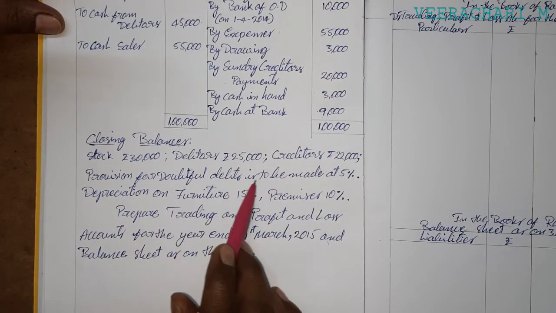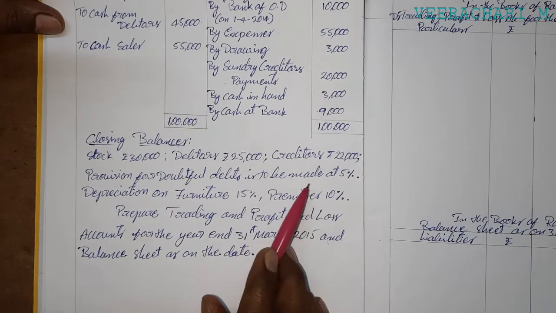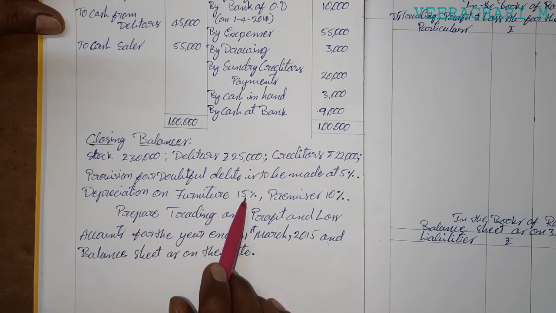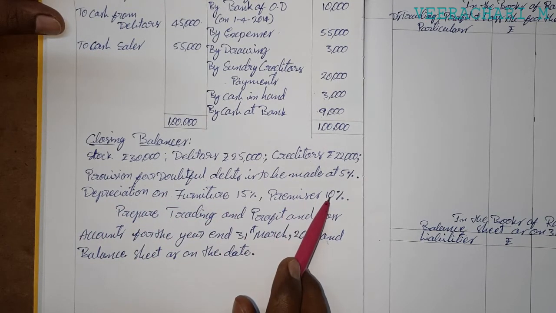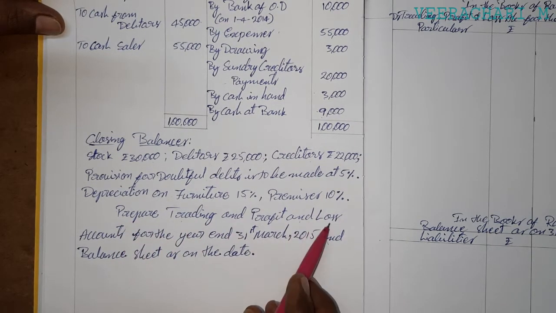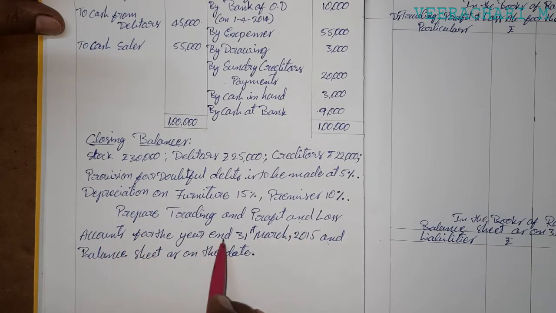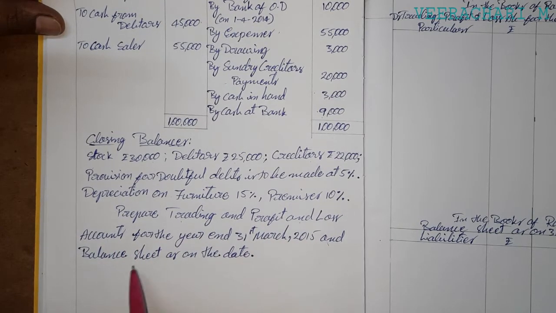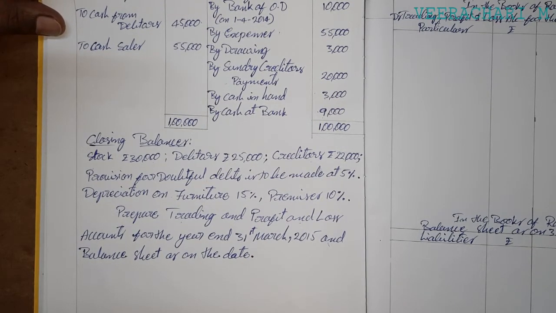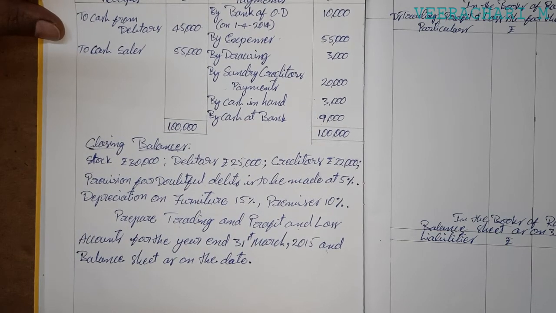Provision for doubtful debts is to be made at 5% on debtors, and depreciation on furniture is 15%, and on the premises it is 10%. Finally, we should prepare the trading and profit and loss account for the year ended 31st March 2015, and the balance sheet as on that date. We should compute the net profit as well as the financial position of the business with the new balance sheet after these adjustments.